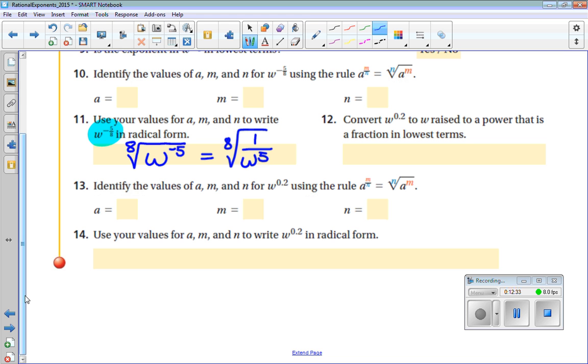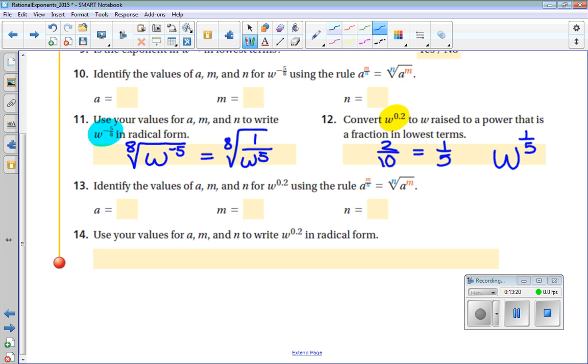Let's look at the second one real quick. W to the 0.2 power. Now that's not a fraction, is it? Do you know how to convert 0.2 to a fraction? Because we need to. Well, it's 2/10. Would you agree? And is 2/10 a reduced fraction? How do I reduce it? 1/5. And just check it on your calculator if you want to. 1 divided by 5, is that 0.2 on your calculator? It should be, right? So isn't this the same thing as w to the 1/5 power? Do you agree?